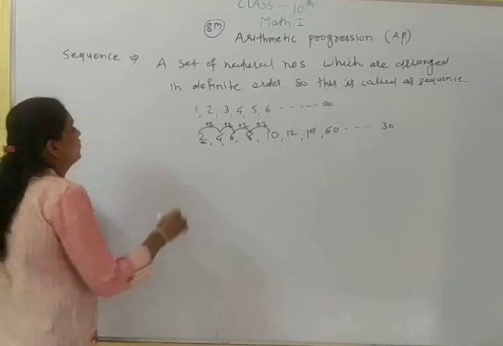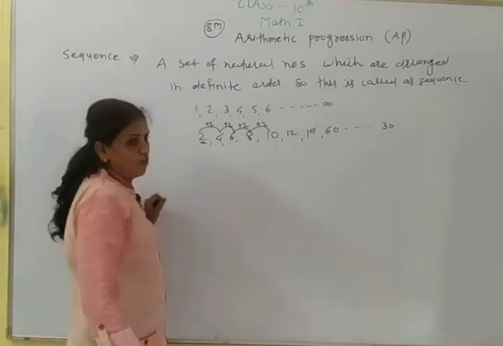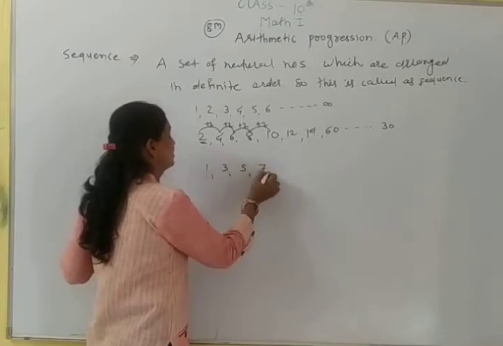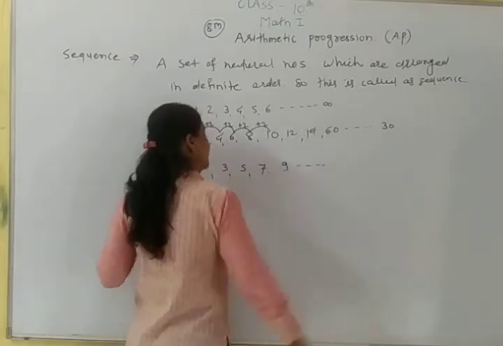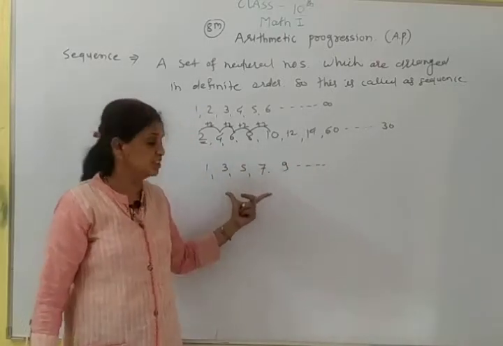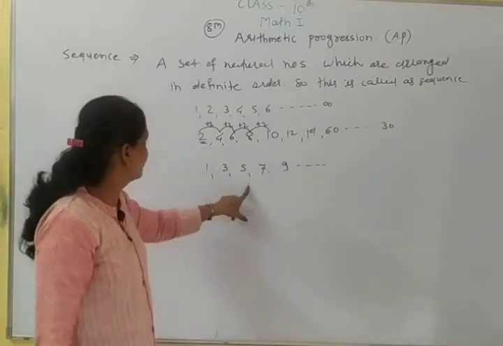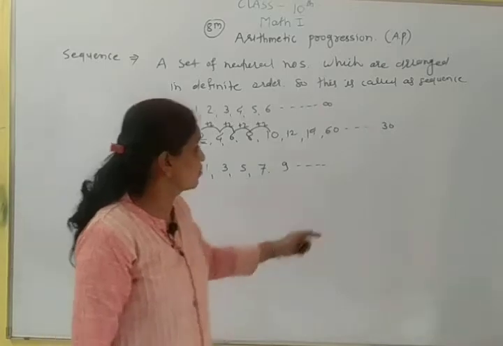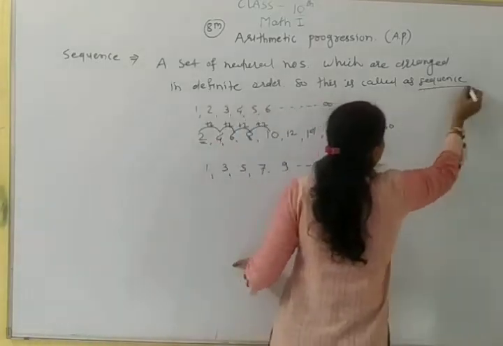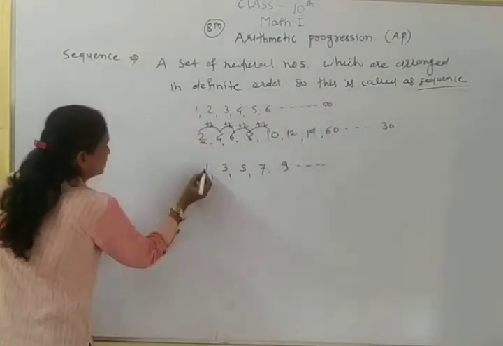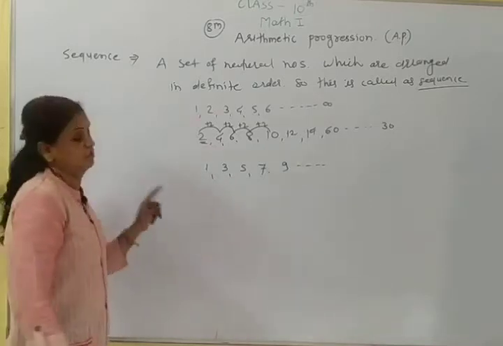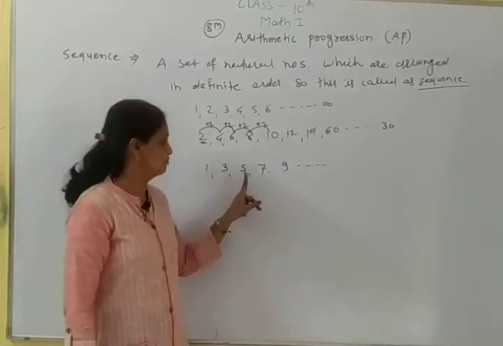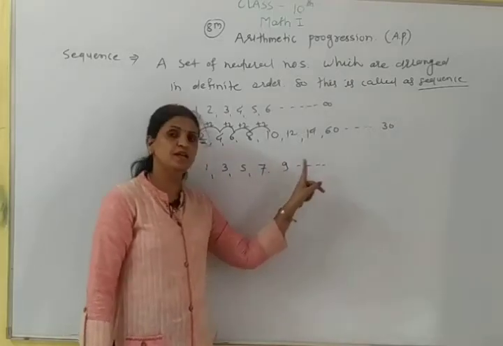The third example is the set of odd numbers 1, 3, 5, 7, 9 and so on. This is also called a sequence because some definite rules are there. In this sequence, 1 is called the first term, 3 is called the second term, then the third term, fourth term and so on.